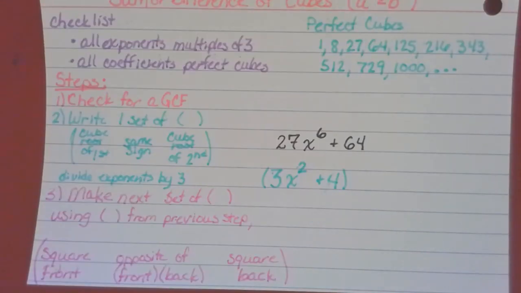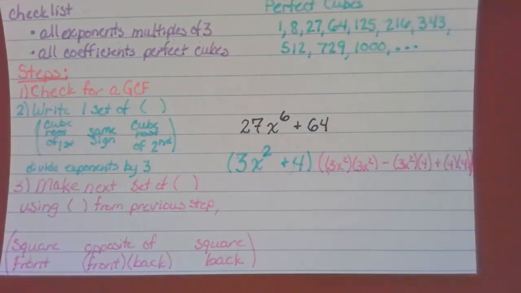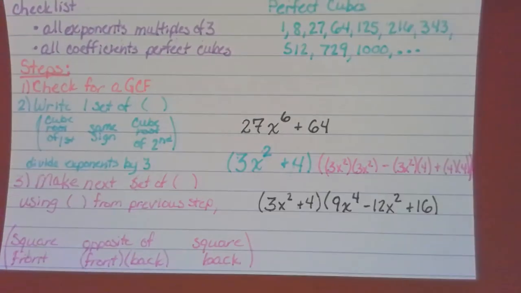Now make the next set of parentheses, using the parentheses we just wrote, and the pattern is we're going to square the front, we're going to do the opposite of the front times the back, and then we're going to square the back. So that's going to give me 3x squared times 3x squared. The opposite, so minus 3x squared times 4, and then plus 4 times 4. And that will give us our final answer, which is that first parenthesis, the 3x squared plus 4, times the quantity 9x to the 4th minus 12x squared plus 16.